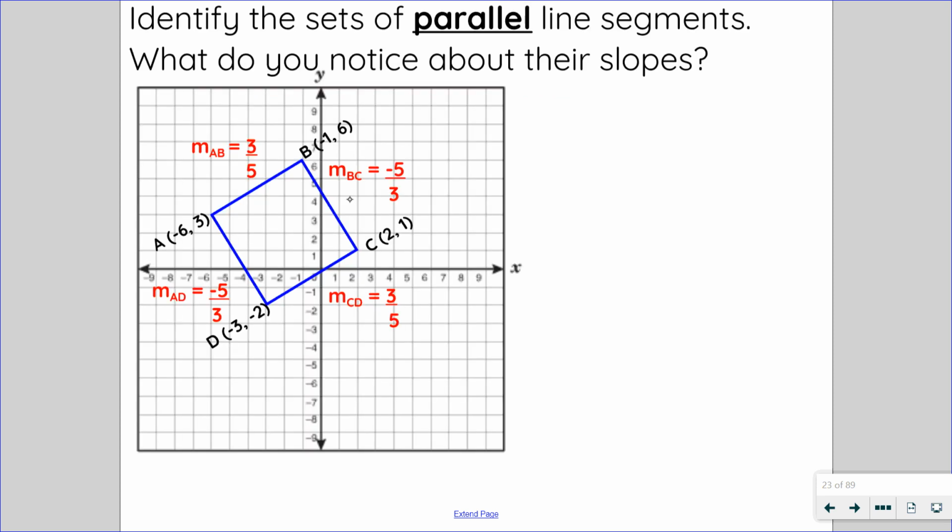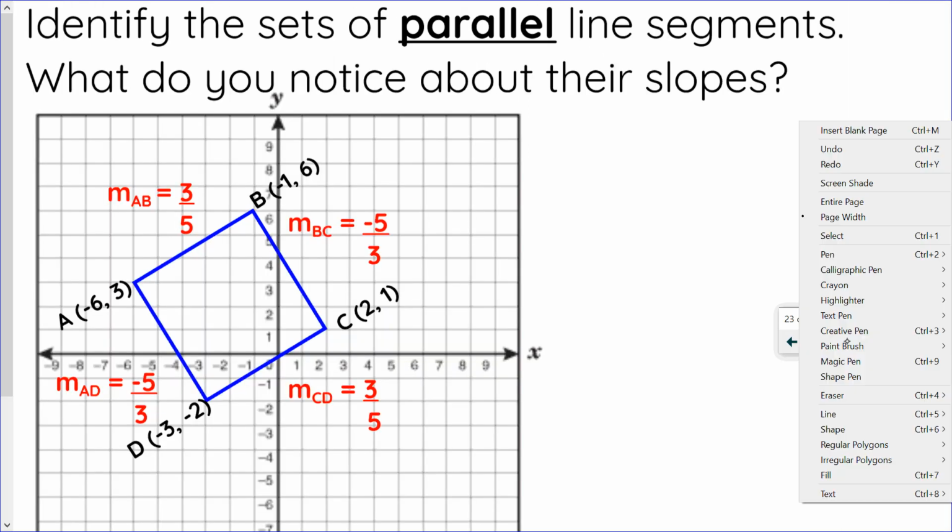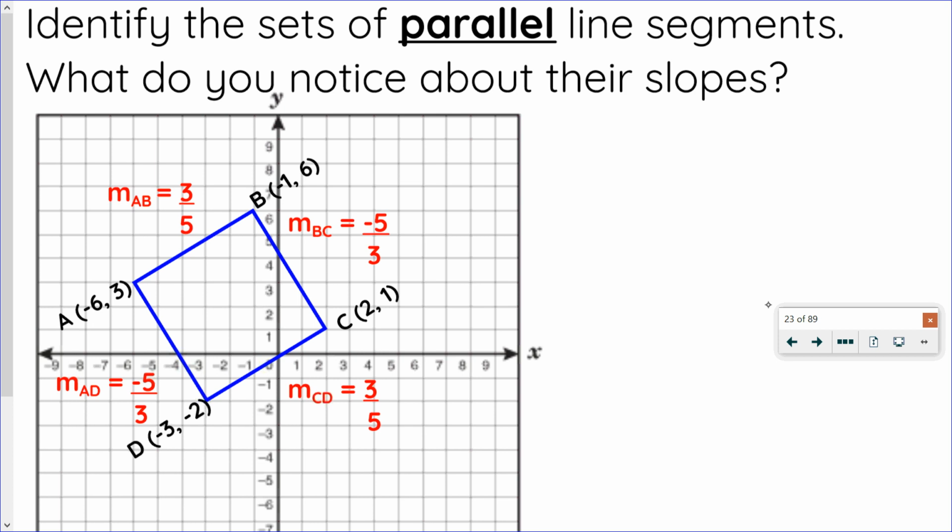Let's look at an example here. In this example, I have a quadrilateral. I want us to identify the sets of parallel lines. The slope has already been calculated for us, and we'll see what the slopes have in common. So again, parallel lines are lines that run in the same direction. Looking at this, I'm going to highlight parallel lines. I see that AB runs in the same direction as CD. The slope of AB is 3 over 5. The slope of CD is also 3 over 5.